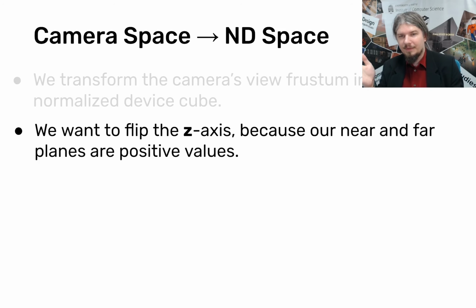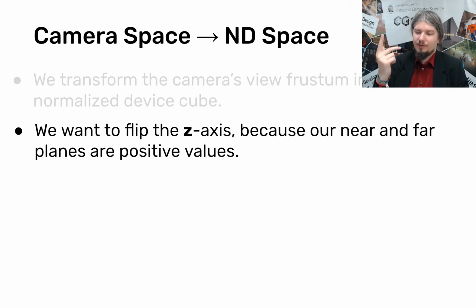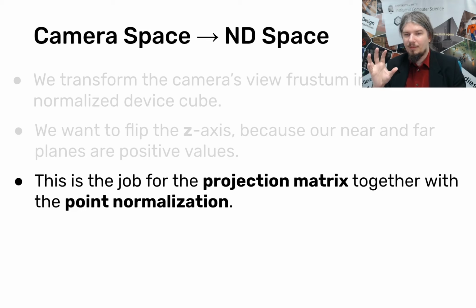Now we also want to flip the z-axis because our near and far planes have positive values. When we define our near and far planes with APIs, it's easier to set positive values. So 1 unit away from the camera, let's say, is our near plane, and 100 units away from the camera is our far plane. But if you think about the camera's space, then the z-axis is pointing away. So in order to actually get the correct coordinates, we kind of flip the z-axis at some point as well. Now this is the job of this projection matrix, and together with point normalization for the perspective projection, which we'll see later.